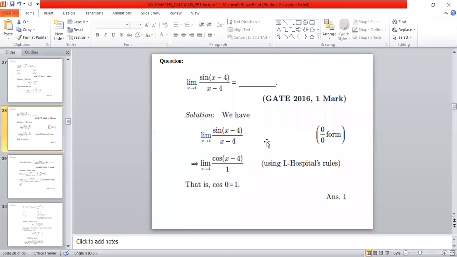Limit x tends to 4, sin of 4 minus 4 will be 0. Sin 0 upon 0 form. Again, L'Hospital, derivative of sin is cos x minus 4 and derivative of x minus 4 is 1. So your answer will be 1.